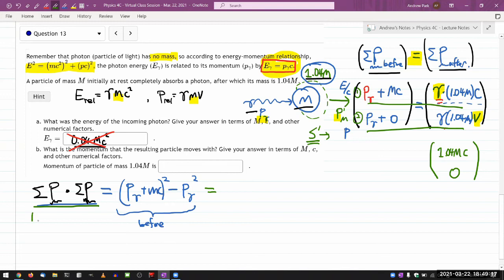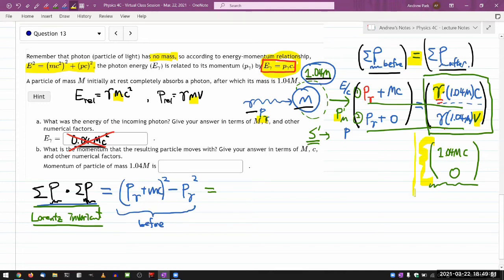This quantity here, this is a Lorentz invariant, meaning it doesn't matter what reference frame I calculate this in, it's going to give me the same value, same quantity. So whether I do this calculation in my original frame S, or if I do it in this reference frame, the end result is the same value. Now, this calculation looks a lot simpler than the calculation involving these components. So I'm going to choose to do my calculation in the S prime frame.